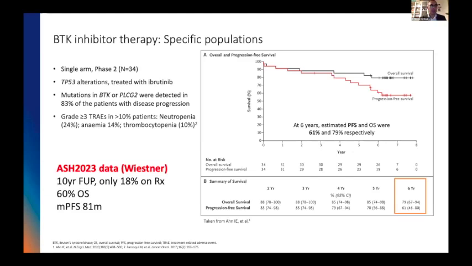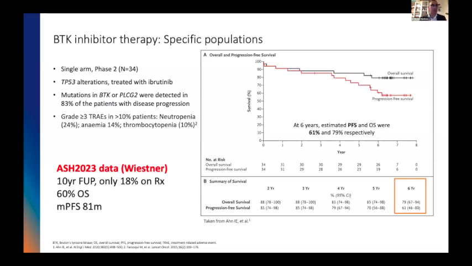If you remember how these patients did with chlorambucil or FCR or BR, then this is unbelievably good. There's still 18% of patients of this cohort still on therapy after 10 years, TP53 aberrant patients, remember. And the median PFS is 81 months. So excellent data. There's a long follow-up of this.